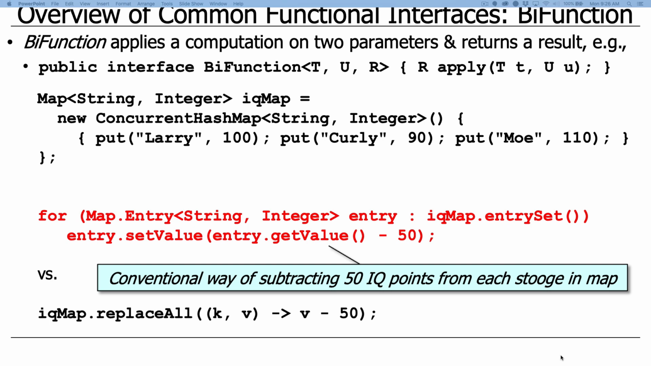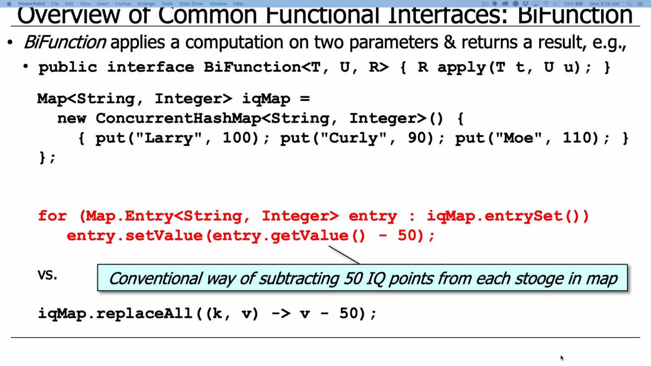So you can see we're going to have a map which iterates from the beginning of the entry set to the end, however it's structured. And in this version, which is not using any Java 8 features, we're going to set the value of each entry in the map to the current value minus 50. So that's the conventional way of subtracting 50 IQ points from each stooge in the map.